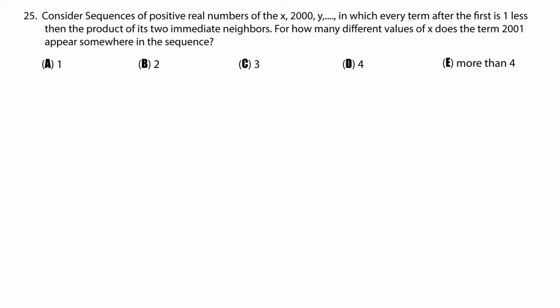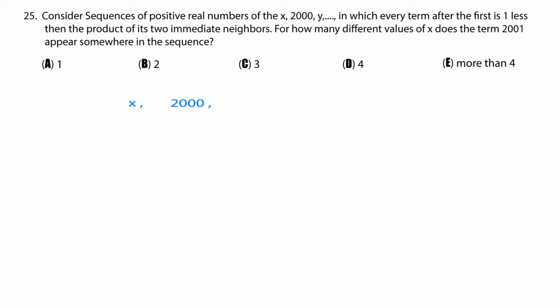Consider sequences of positive real numbers of the form x, 2000, y, ... in which every term after the first is one less than the product of its two immediate neighbors. For how many different values of x does the term 2001 appear somewhere in the sequence?